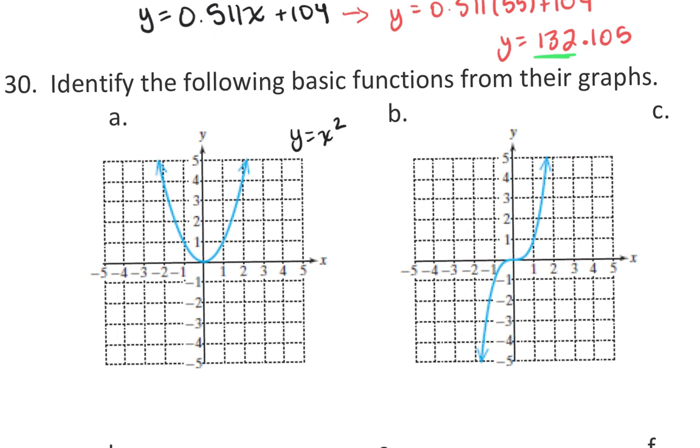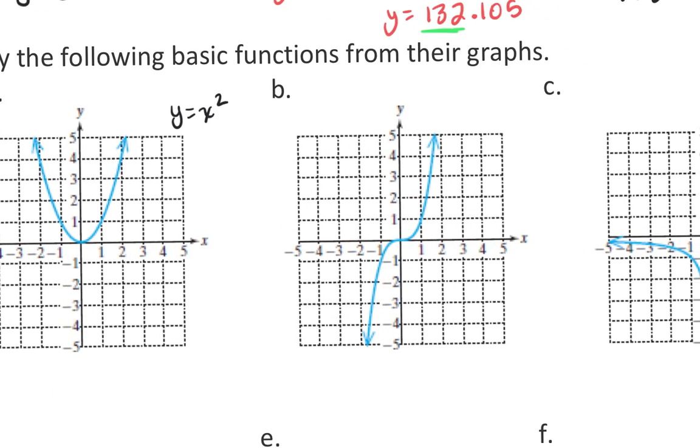Right? There's no shifts, no nothing. It's just a y equals x squared function. This function here is our y equals x cubed function. And that's just what it looks like. It increases and has this little like bloop.